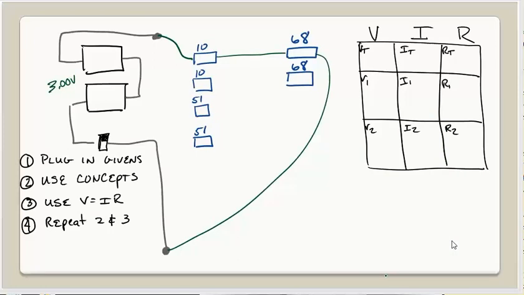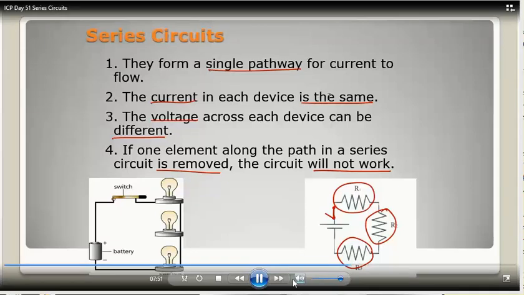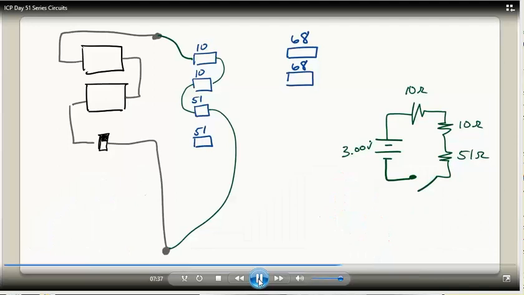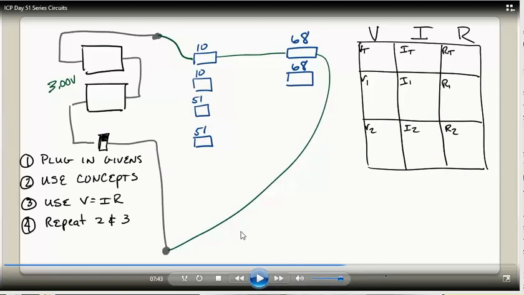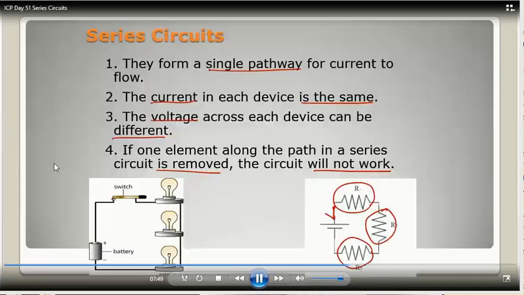Okay. Now what we're talking about here is we're going to show the math. We're going to figure out how to do some of the math for this circuit. So right here we're going to go through our steps. We've got these 4 steps for figuring out the voltage, the current, and the resistance. The first thing is to make sure we know in a series circuit that the current is the same in each device. The voltage can be different.